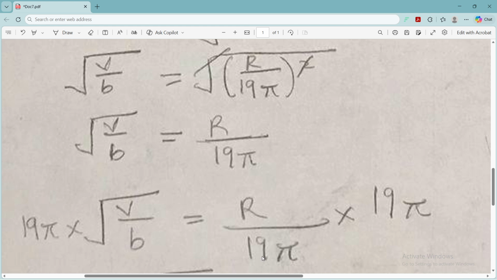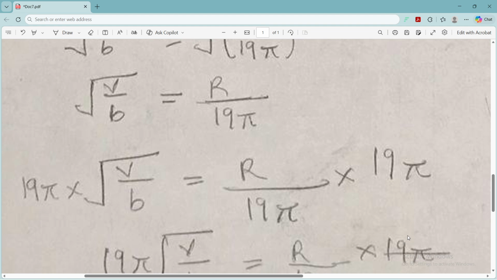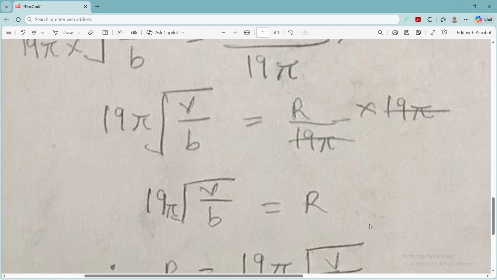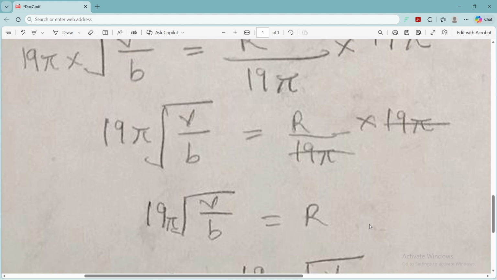So 19 pi here on the right hand side of the equation will cancel itself. 19 pi would also cancel itself, leaving R to stand on its own, right? So that's the cancellation I did here. 90 pi would cancel itself. 19 pi would cancel itself. So we are going to have our R to be 19 pi multiplying the square root of the fraction V divided by B as our R, right?